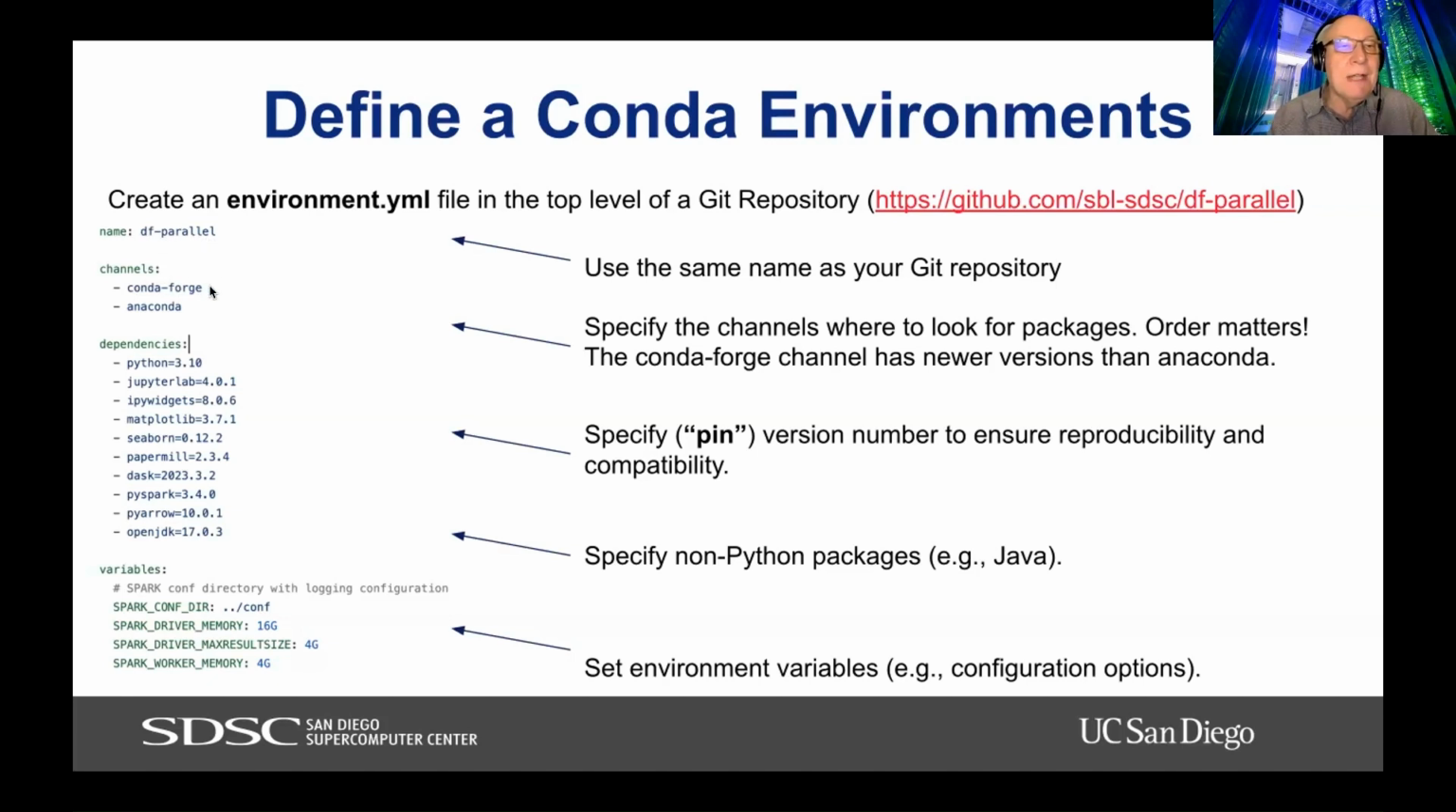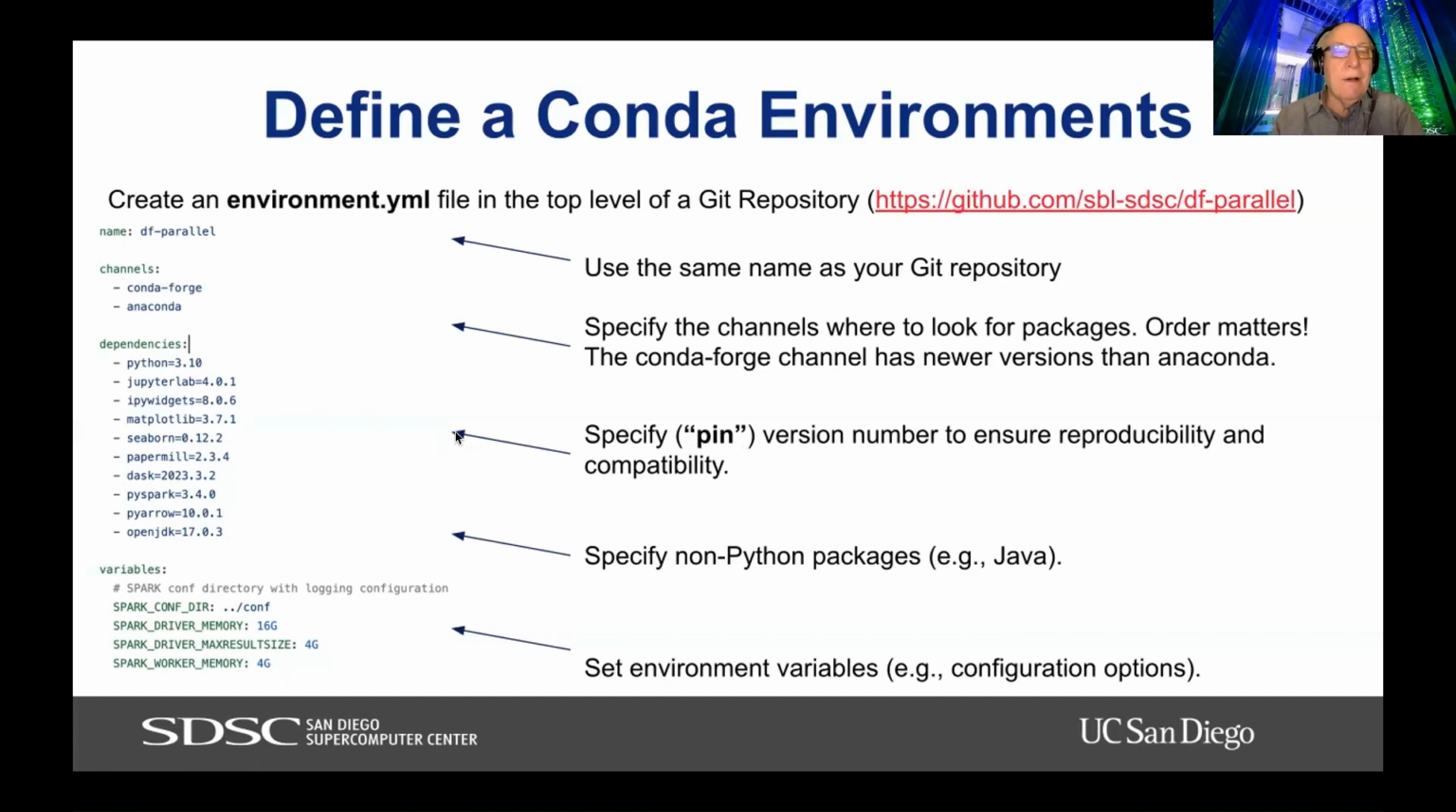Then you need to define channels. Where do you download the packages from? Conda Forge usually has the newer packages, and with Anaconda, usually the packages are a little older. So that's why I put Conda Forge first to get the latest and greatest here. So the order of those channels matters. Then we define the dependencies, all the top level software packages that we require here. And you see I specify the version number here. Again, that's a good practice for reproducibility. It's also called pinning a version number.